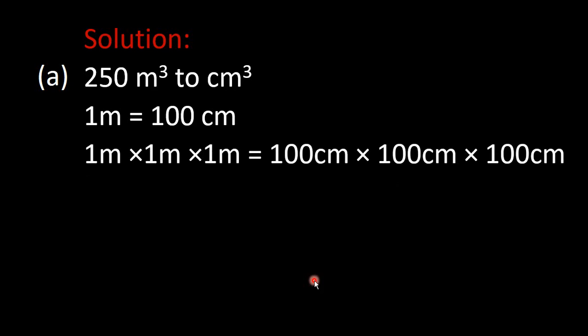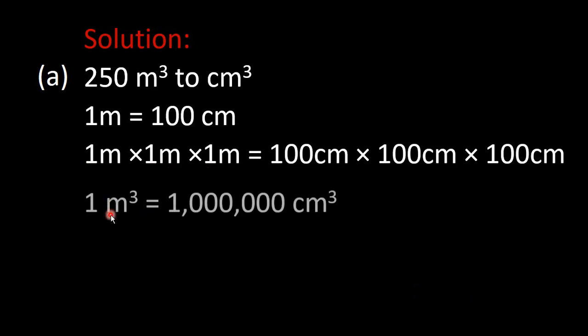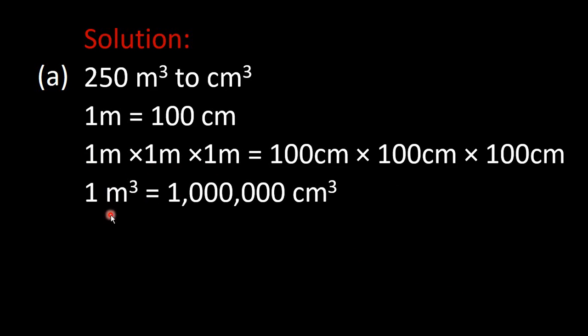And therefore, if we multiply this, first of all, 1 times 1 times 1, that is 1 meter times meter times meter gives you meters cubed. So we shall have 1 cubic meter is equivalent to 1 million cubic centimeters, because if we multiply 100 times 100 times 100, we get 1 million. Centimeters times centimeters times centimeters gives you cubic centimeters. So we have that relationship. So it implies that 1 cubic meter is equivalent to 1 million cubic centimeters.